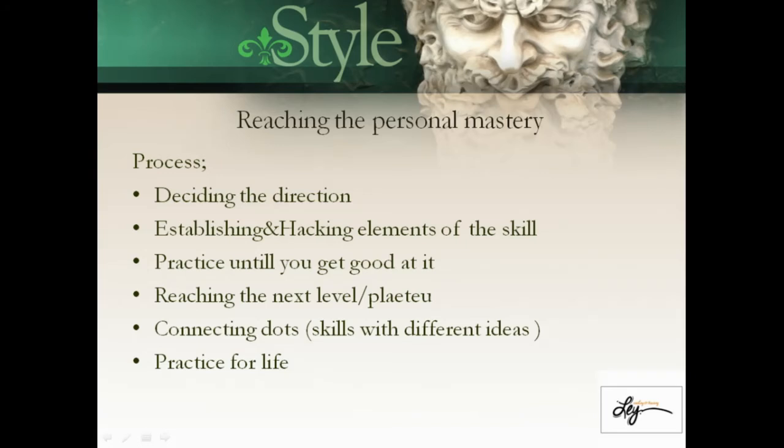More about stages of mastery you can also find on my podcast session, which will give you an exact idea of how mastery happens. It takes some time to explain, but there are some things that you can see. So the exact process would be deciding the direction where you're heading, establishing and hacking elements of the skill, practicing until you're good at it, reaching the next level or plateau, and connecting dots, so skills with different ideas, and practice for life. Because the masters are really not taking it short term. They're making long term goals, and they decide to practice something for a very, very long time.